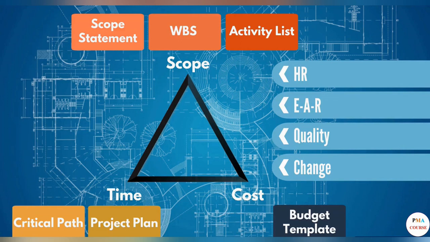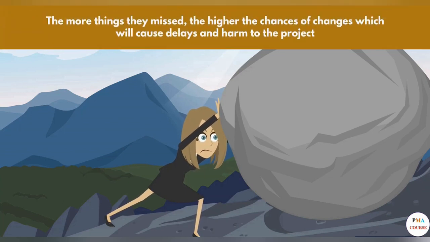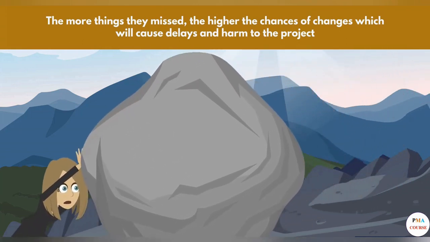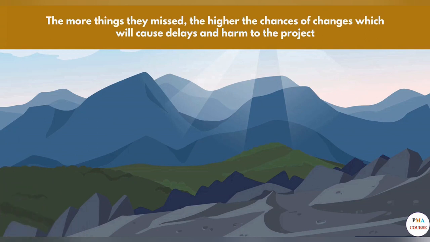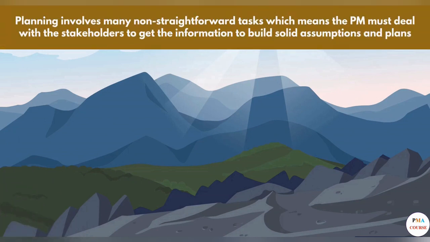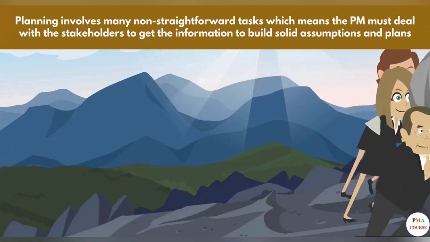And what did we learn about planning? We learned that if a project manager wants to complete the project successfully with time and budget, then they must put sufficient time, attention, and effort into the planning. The more things they miss, the higher the chance of changes and backtracking, which, of course, will cause delays and harm to the project. Planning involves many non-straightforward tasks, which means the project manager must deal with various stakeholders to get the information to build solid assumptions and plans.